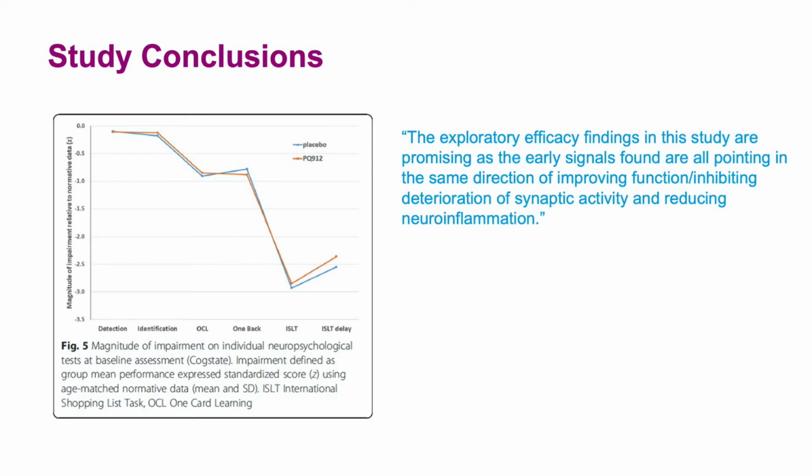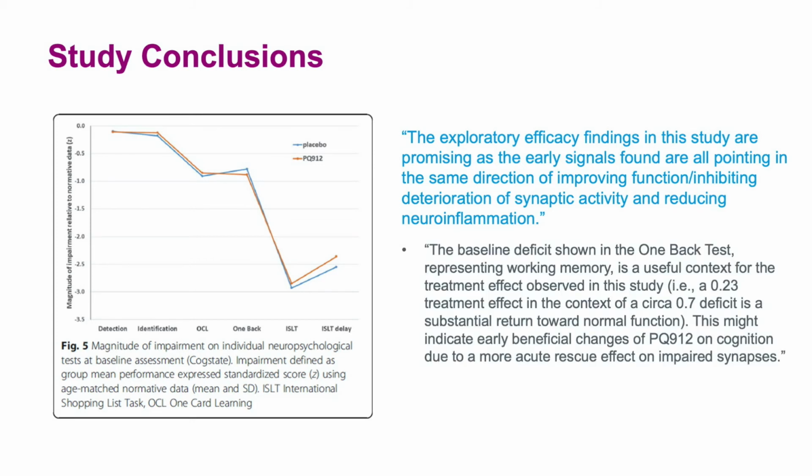I want to come back to that finding in terms of the one-back test, because it really was an interesting result. And the study team did dive a little bit deeper in terms of interpreting this particular finding. Now, they did so by looking at baseline levels of cognitive impairment. And we can see in the summary plot on the left on screen at the moment that the greatest deficits at baseline were actually on the ISLT, both the immediate and delayed recall components of this test, with impairment being somewhere between the 2 and 3 standard deviations below normal.